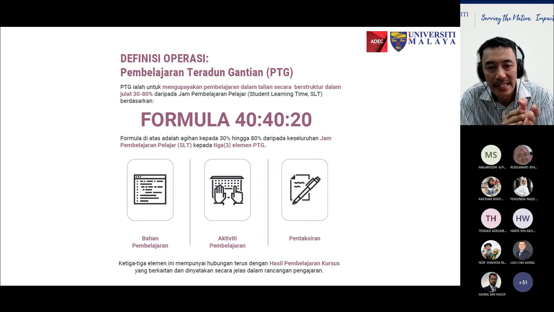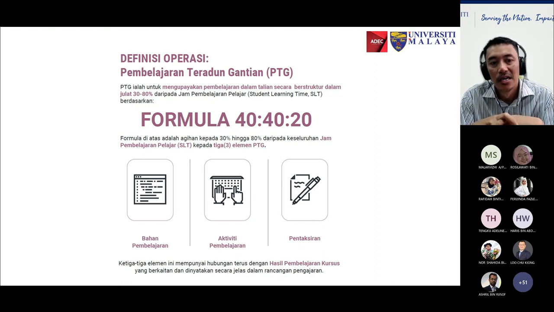Okay, so this is the operation definition for PTG that was done by the ministry. So it says that the formula for PTG would be to empower the online learning in a structure of 40-40-20. That means 40 is bahan pembelajaran or learning resources, 40 is the learning activity and 20 is the assessment. And the 40-40-20 formula is based on the total learning time, the SLT for the students. We will look at how this is done in the later slides.